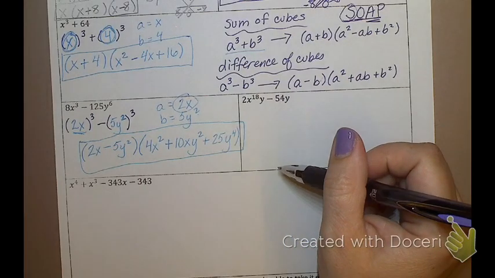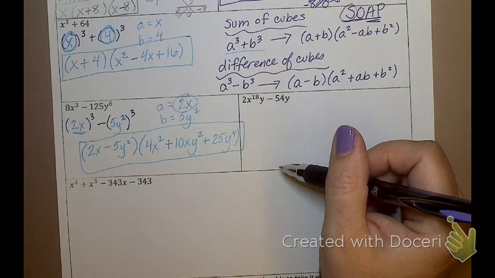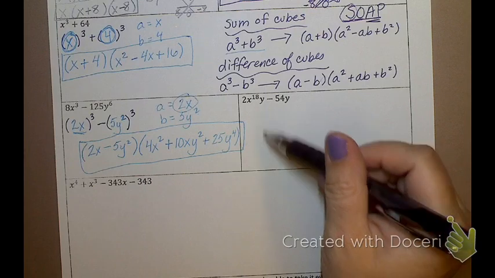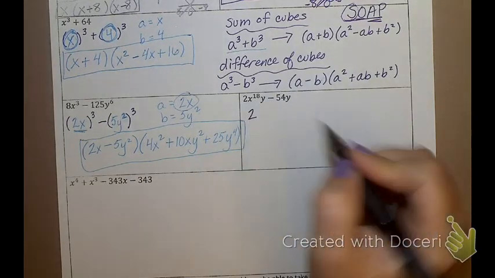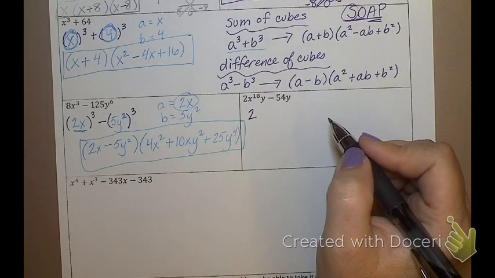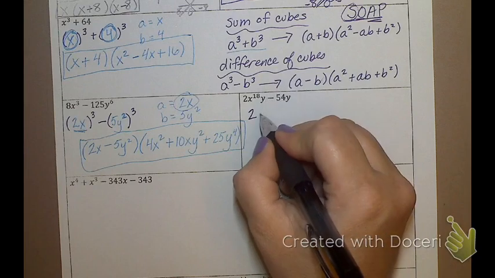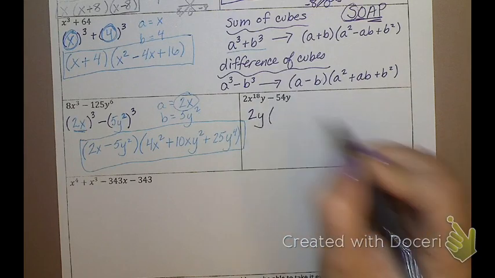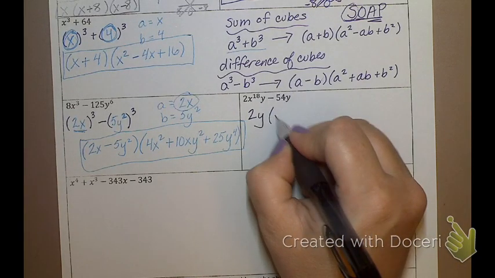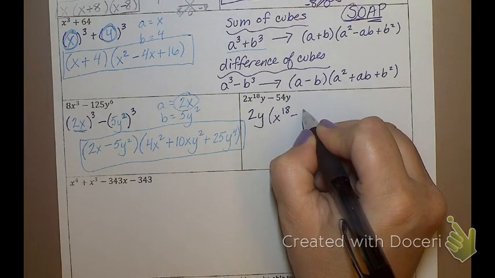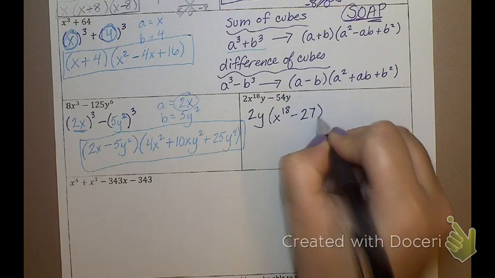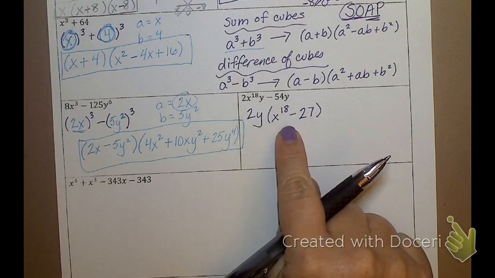Whew, look at this one. Now here's all these difference of cubes, sum of cubes stuff, and all of a sudden I give you a 2. That's not a cube number, is it? But I think 2 might be part of what they have in common. What else do they have in common? A y. So what would be left inside? X to the 18th minus what? 27. Is that a difference of cubes?